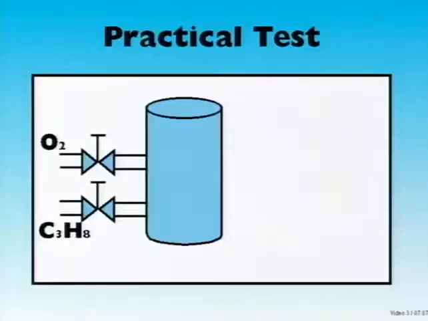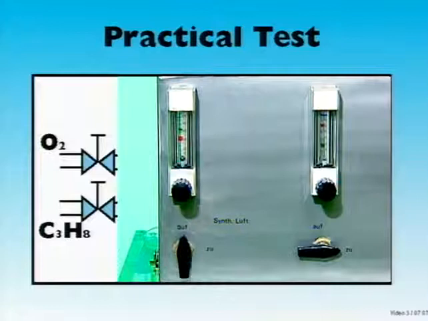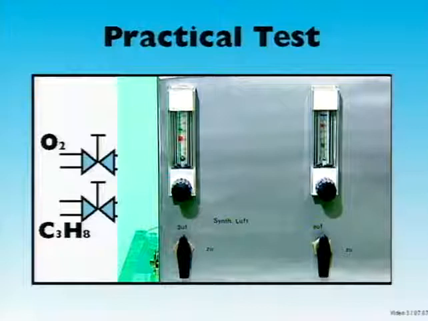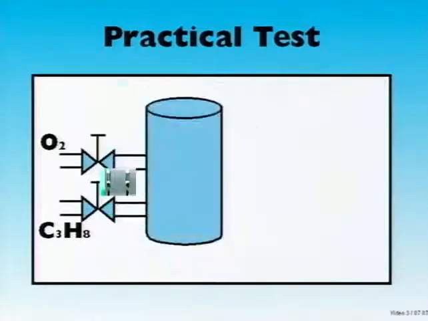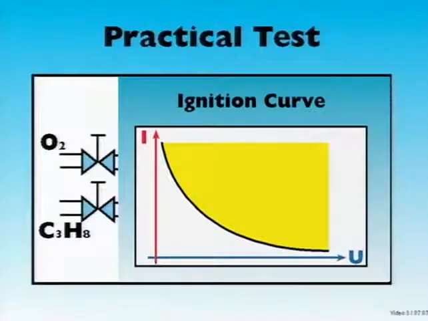A practical test. A plexiglass tube is filled with oxygen. When mixed with ignitable 5% propane gas, an explosive air gas mixture. The mixture-specific ignition curve is shown in a voltage current diagram. It shows the danger areas.